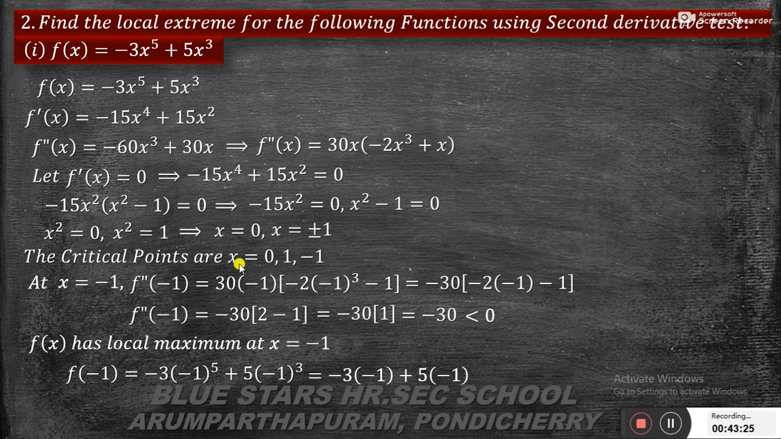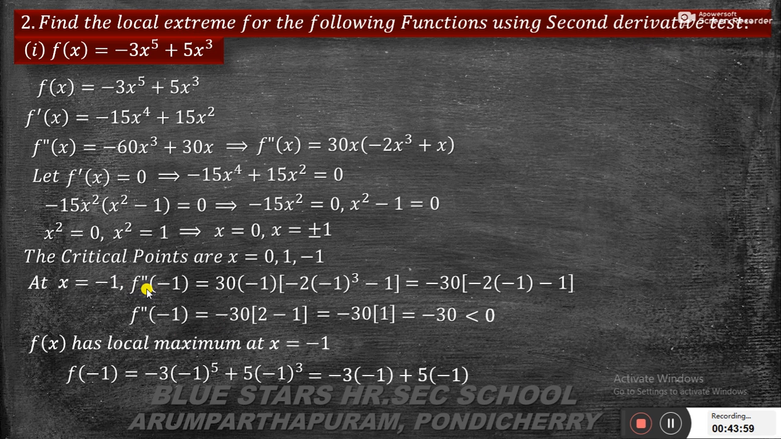So we find the critical points because they ask about the local extremum. Local extremum needs the critical points. So we find the 3 points: 0, 1, minus 1. Now I substitute the first point, x equal to minus 1, in the second derivative, because they tell us to use the second derivative test. With the second derivative we calculate the local extrema.